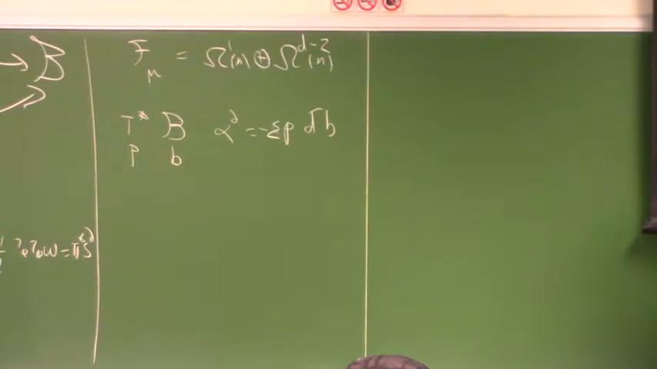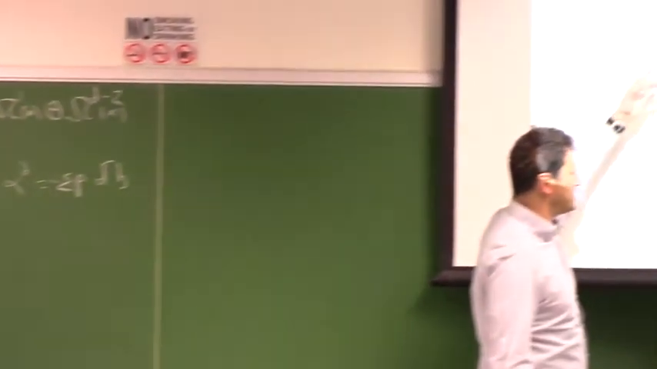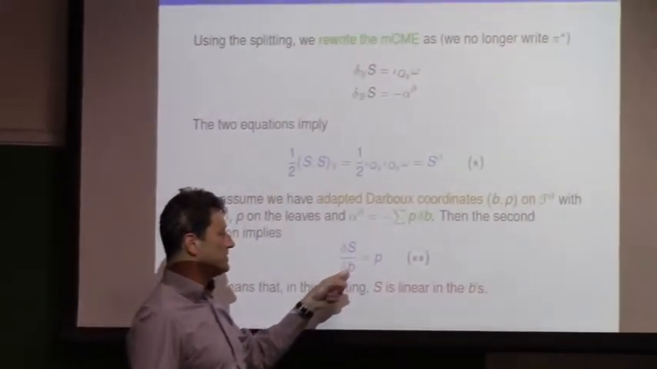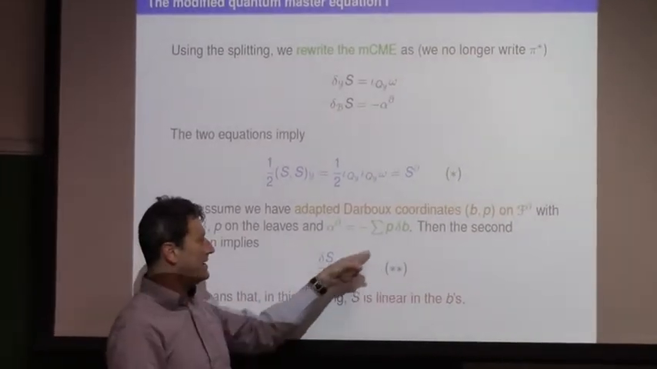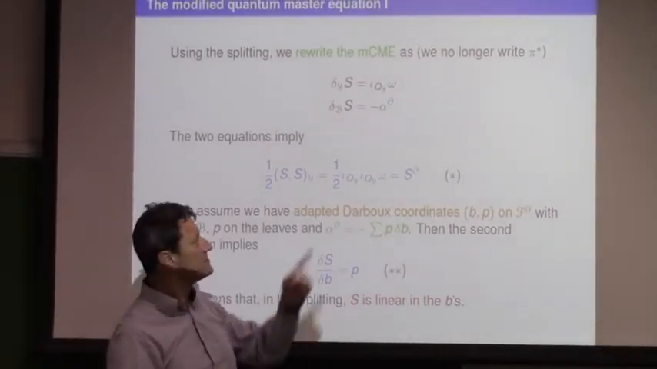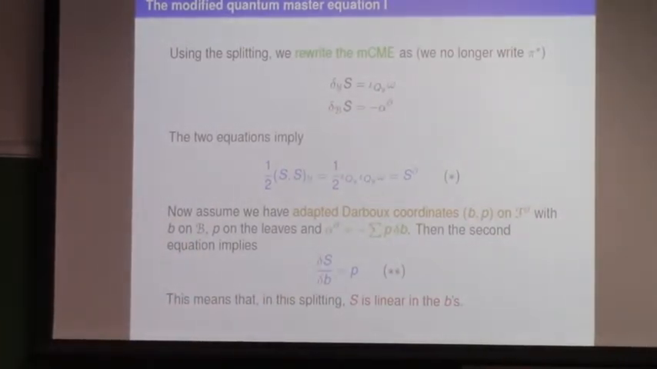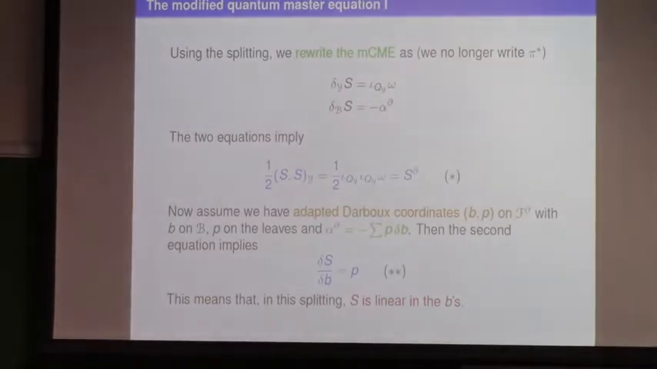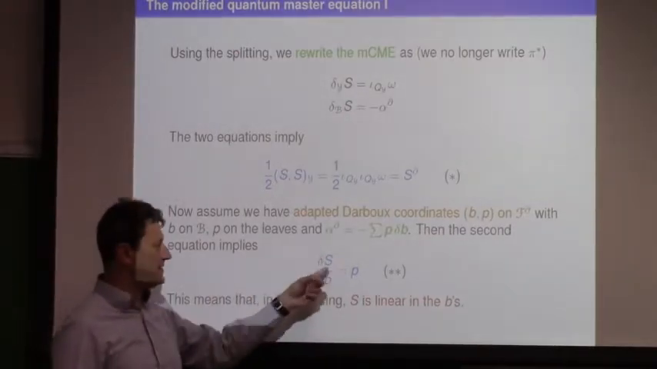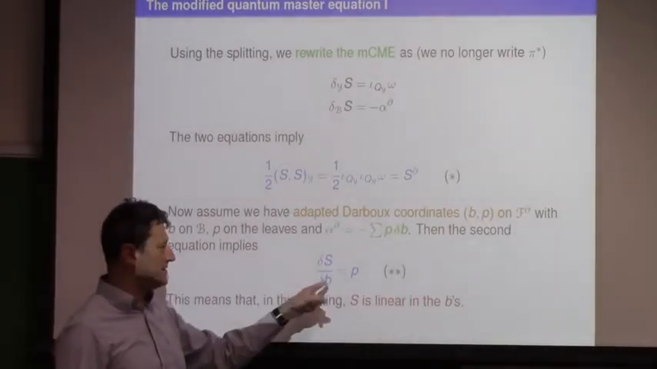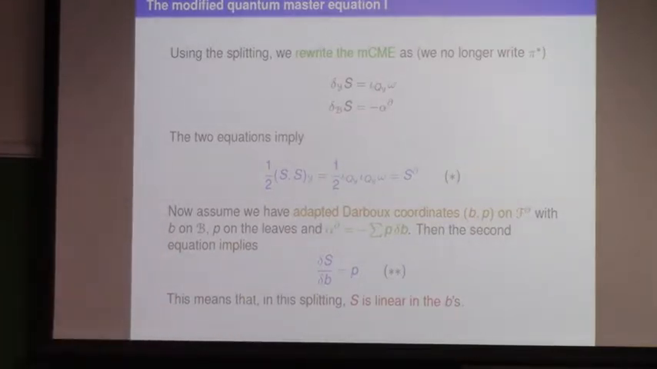So what does the second equation say? It simply says that if I take the differential of S with respect to the base coordinate, I get the fiber coordinate P. It becomes a very simple equation. So notice that the assumption I made, that omega did not depend on the base, implies this condition, and this condition in particular tells you that the action S is linear in the base coordinate. And so this is also a very strong condition.